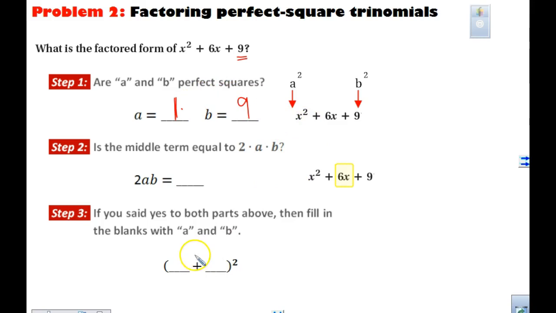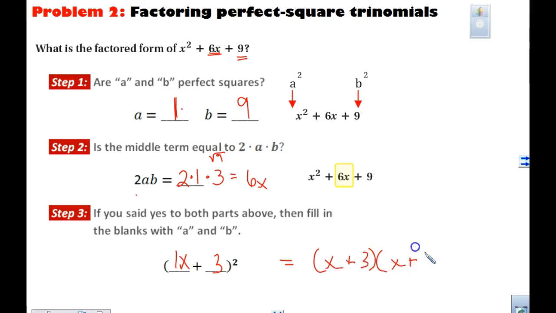Well, the square root of 1 is 1x. The square root of 9 is going to be 3. And now if I multiply these two, times 1 and times 3, why 3? Because it's the square root of 9 that we are looking at. That gives us 6, which was our middle term with the x. This is my answer. I will have some of you that don't like to write it this way. You want to write your answer like this on the test. I'm okay with that. I really don't care.